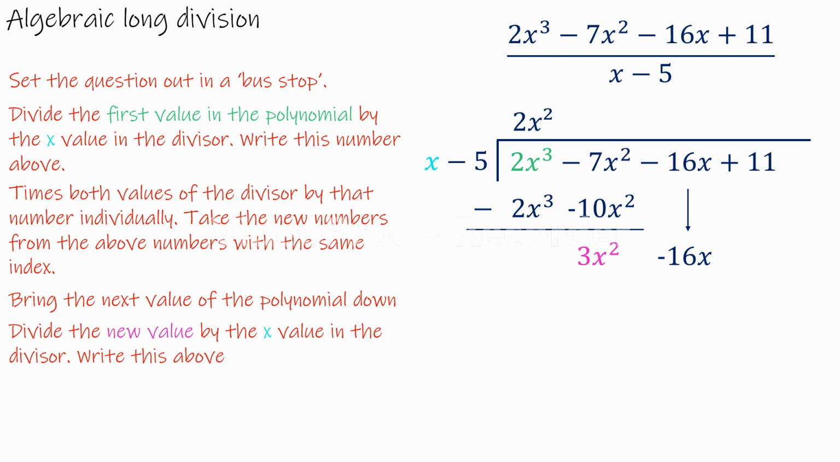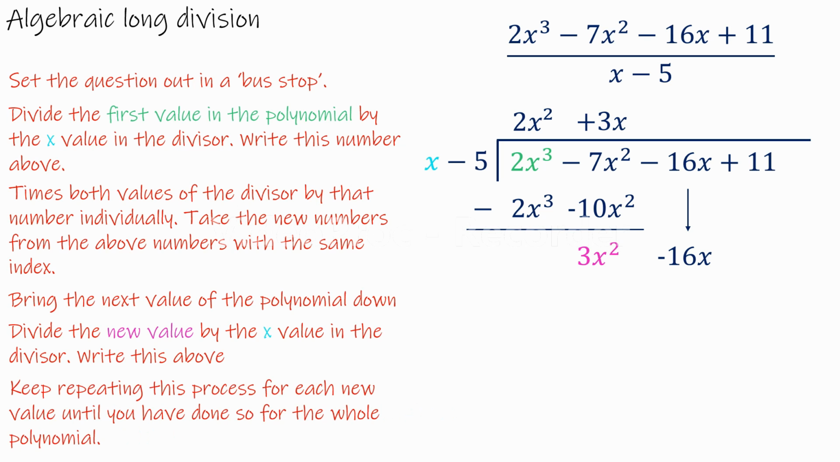So this time we have 3x squared divided by x, which is obviously going to give us plus 3x. Make sure you include a plus after the first value in your quotient, as we just want it to be nice and systematic. And then from here, we're going to keep repeating the same process for each of our new values until we've completed the polynomial.